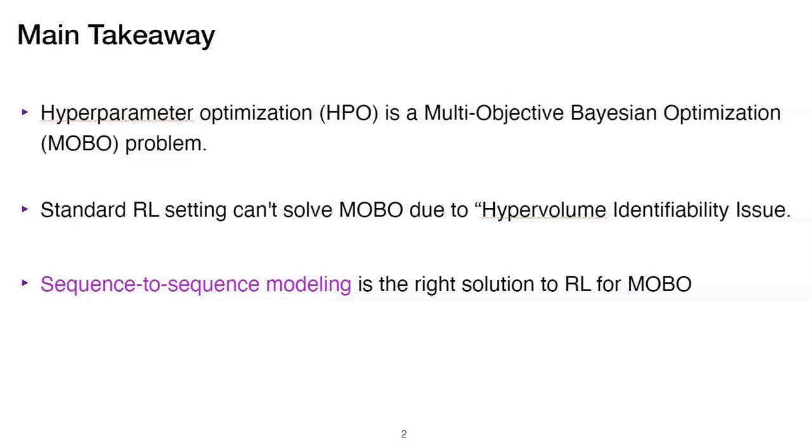A direct extension of the RL method for single-objective BO to the multi-objective setting will fail due to the hypervolume identifiability issue. We propose a new AF called BOFormer, which leverages a sequential modeling technique and is successful in solving MOBO.